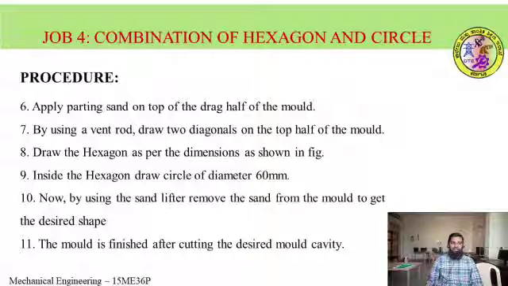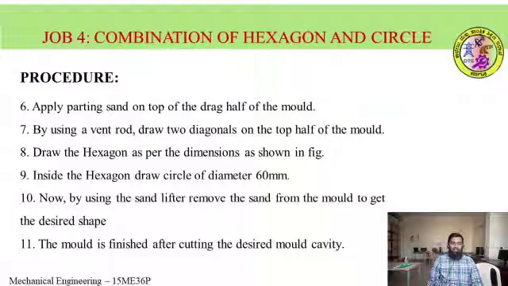Apply parting sand on the top of the drag half of the mold. Once the parting sand is poured, using a bent rod, draw two diagonals on the top half of the mold, because in order to mark the center we need to draw two diagonals on the top surface. Draw the hexagon as per the dimension, that is 100 mm side of hexagon.